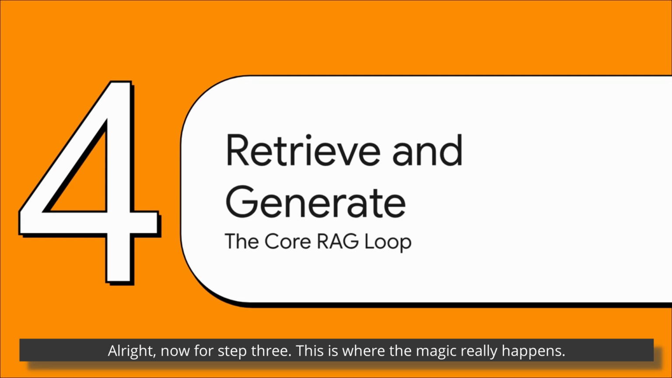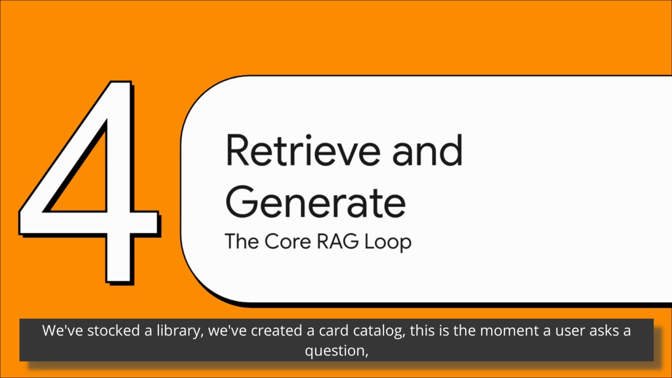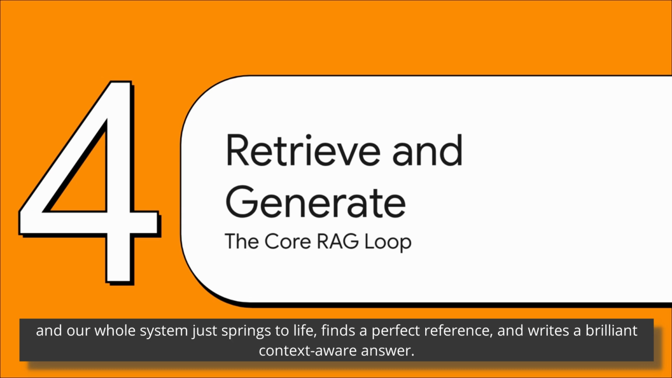All right, now for step 3. This is where the magic really happens. We've stocked the library, we've created the card catalog. This is the moment a user asks a question and our whole system just springs to life, finds the perfect reference, and writes a brilliant, context-aware answer.